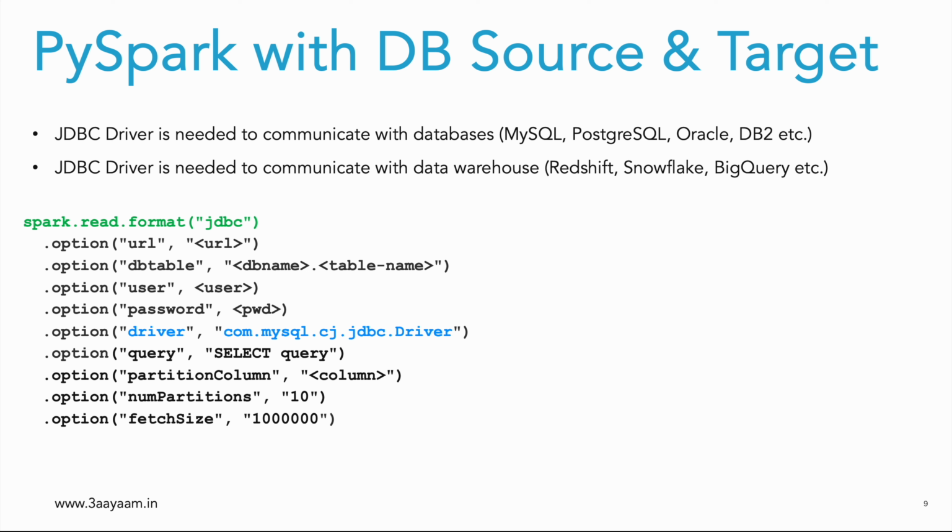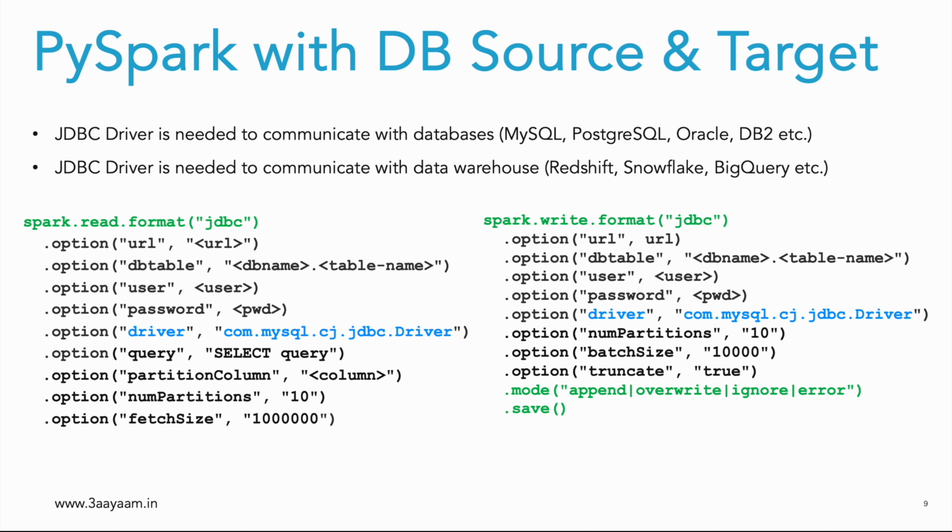So this is how we can use the data frame reader using JDBC to read from a database source or a data warehouse source. Similarly, if you have to write, the syntax is more or less similar. We provide the data frame writer like dataframe.write.format. There it should be JDBC, then the URL, then the name of the database and the table, the user, password, and the driver. In case of MySQL, it is similar to the driver that we use while reading.